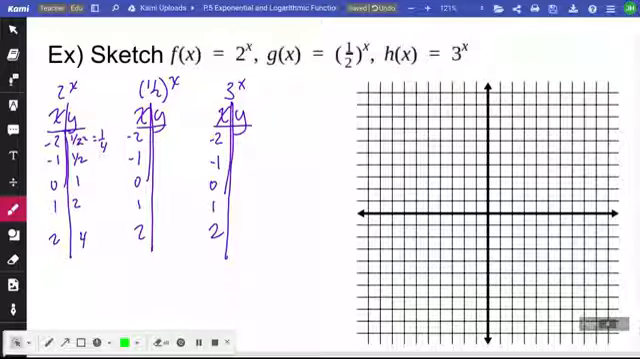And so then I can go and plot those points, and I would have -2 and 1/4, and -1 and 1/2, and 0 and 1, 1 and 2. If you notice, it climbs very fast. That is a characteristic of these. It does not cross the x-axis unless it has been shifted. Okay, I'm going to change colors.